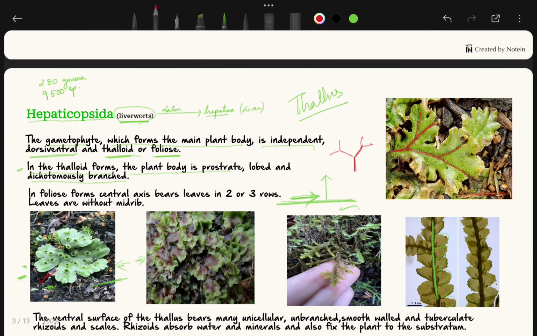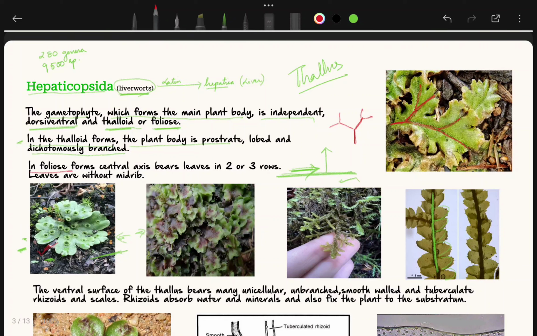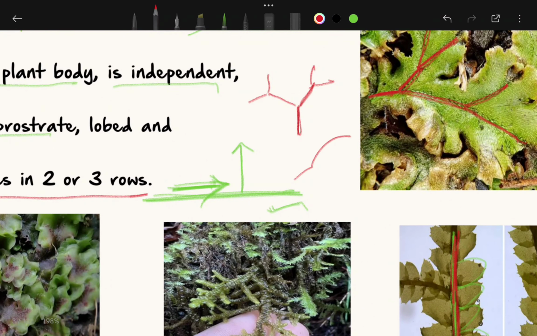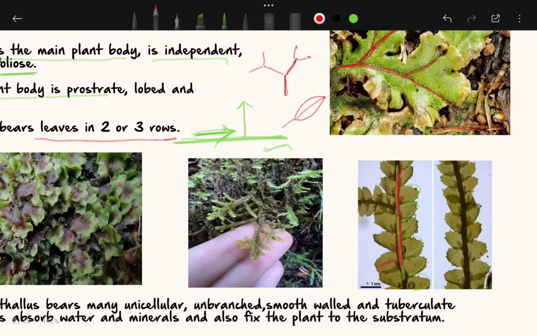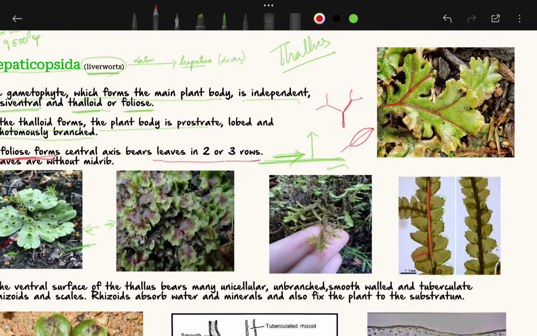And then in the foliose form, the leafy forms, you will have a central axis, and from the central axis you will have 2 or 3 rows of leaves without midrib. Without midrib. So in higher plants, we know that leaves look like this, with a midrib in the middle. But in case of liverworts, midrib will be absent.